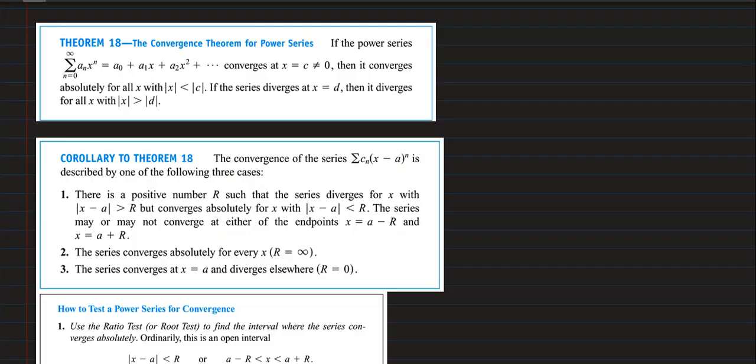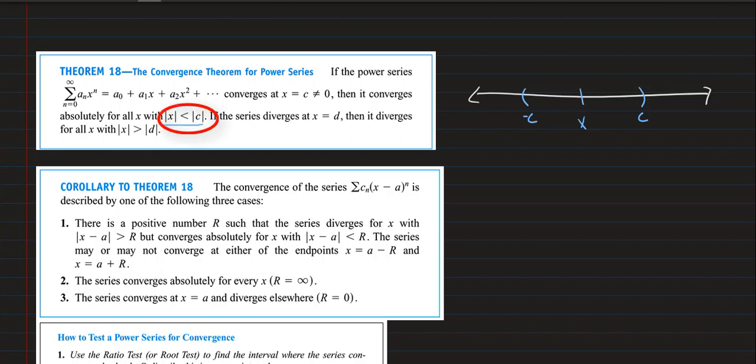Theorem 18 is the convergence theorem for power series. It says if the power series converges at x equals c, where c is not equal to 0, then it converges absolutely for all x within that distance of c, from negative c to c. If the series diverges at x equals d, then it diverges for all x that are beyond that d. This part of the inequality means that if your series converges at x equals c, where c is not equal to 0, then it converges absolutely everywhere between negative c and c.